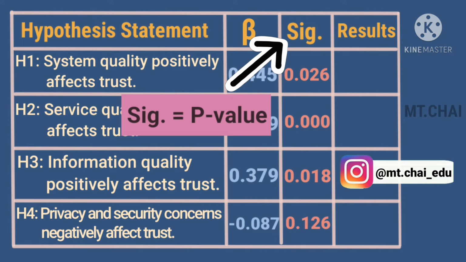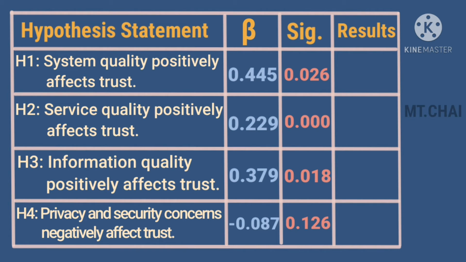I used a two-tailed test to interpret the results. Therefore, I compare each p-value with an alpha value of 0.05, which means when the p-value is less than 0.05, it shows that there is a significant relationship between the independent variable and the dependent variable. So, the hypothesis statement is accepted. But when the p-value is more than 0.05, it shows there is an insignificant relationship between the independent variable and the dependent variable. Thus, the hypothesis statement is rejected.